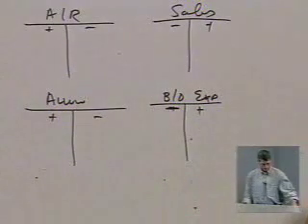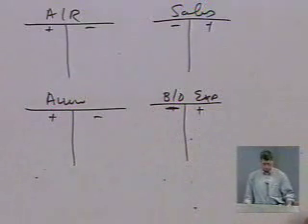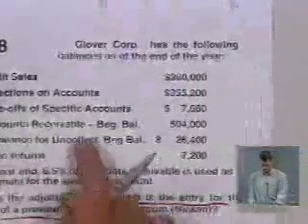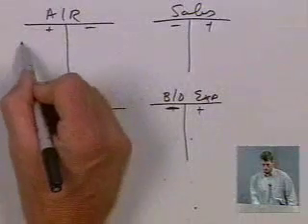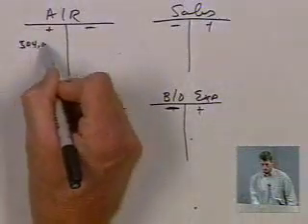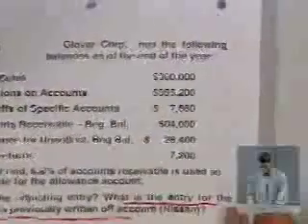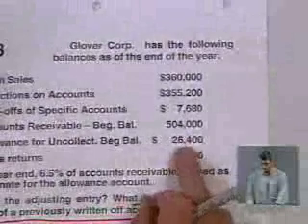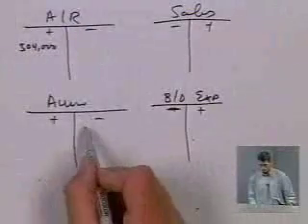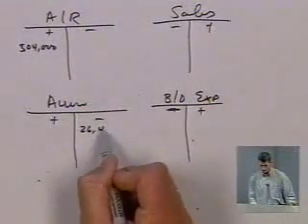Now, we go through and we stick all our information in. I'm going to start out with accounts receivable beginning balance, 504. So over here, 504. That's the beginning balance. Allowance for uncollectibles, beginning balance 26.4. So the beginning balance 26,400.